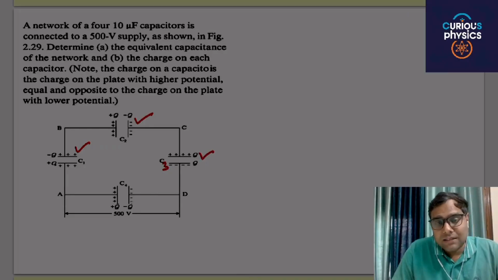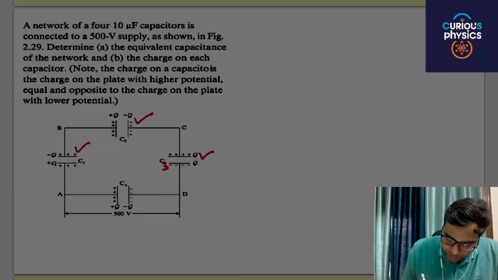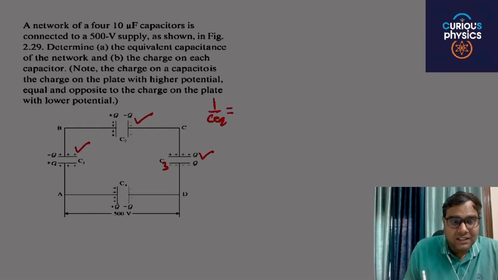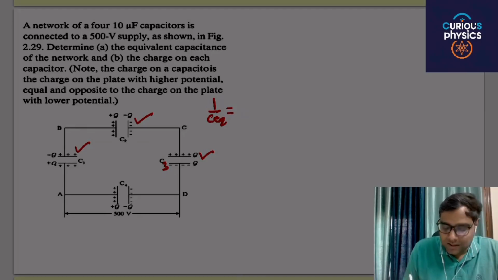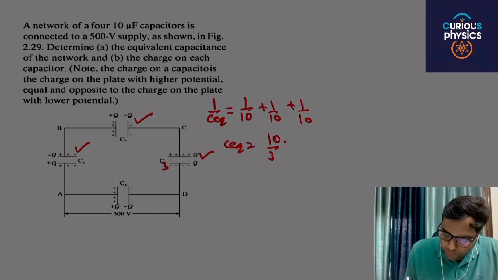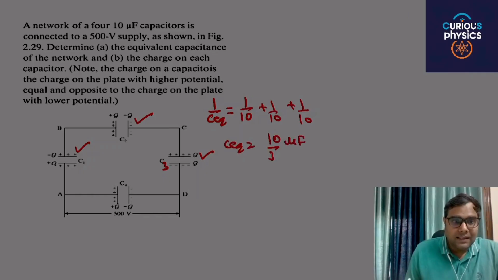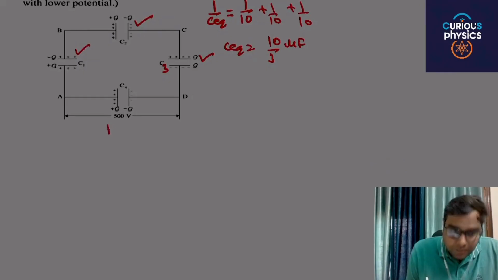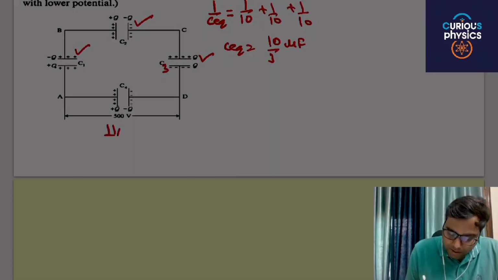If the capacitors are in series, then if we want to find the C equivalent of these three capacitors, you can use 1 by C1 plus 1 by C2 plus 1 by C3, and C equivalent will come out to be 10 by 3 microfarad. Meaning to say that this system can be reduced like this.